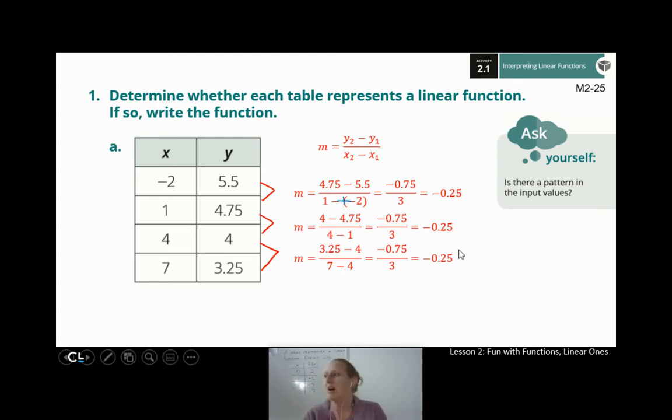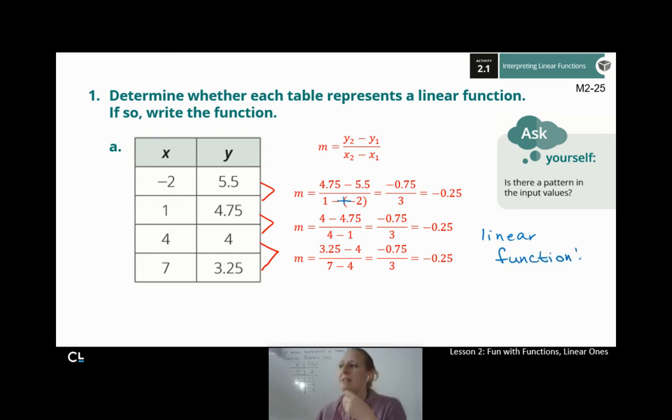-0.25. That's awesome. Do you know what this means? This means it's a linear function. So make a little note. Linear function. Rock on. Oh, but wait, there's more. Did you catch this? If it is a linear function, we have to write the function.